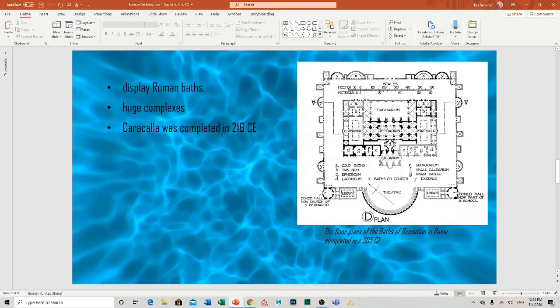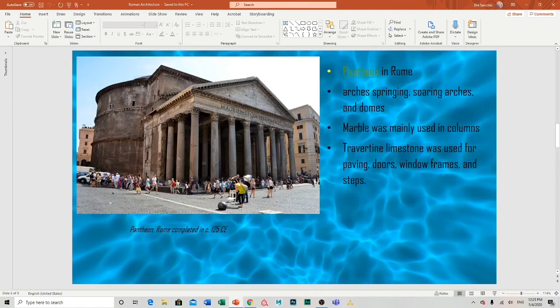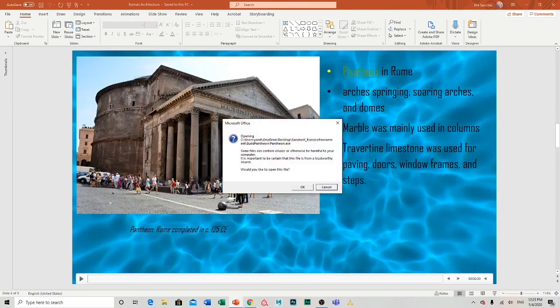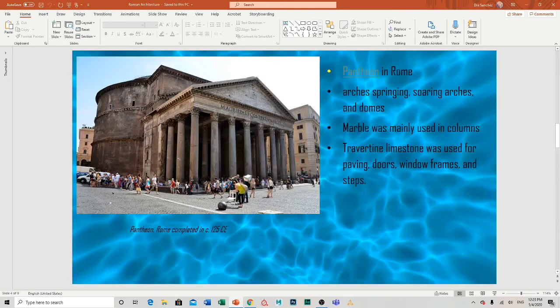Now, I would like to show my model. I tried to recreate the outside part of the Pantheon in Rome, just to focus on some things.